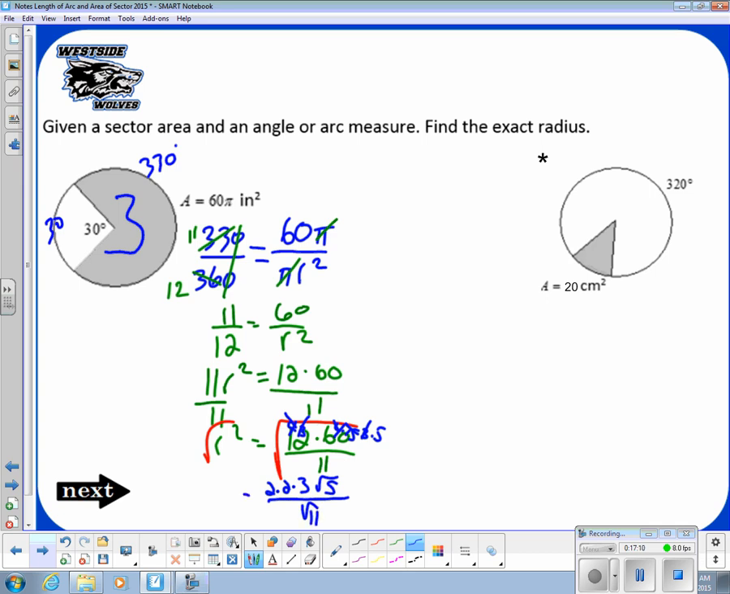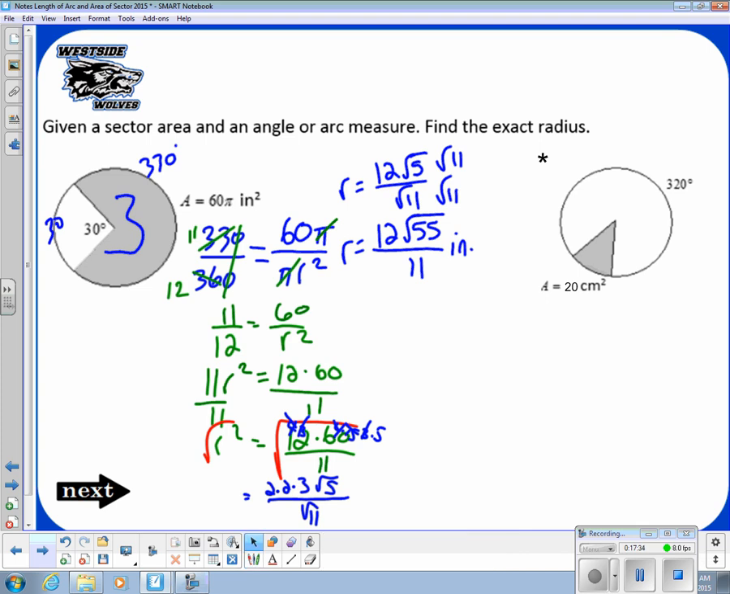So as I simplify this, I get 2 times 2, which is 4, 4 times 3, which is 12. I got 12 square root of 5 all over the square root of 11. Now remember, you have to rationalize the denominator, so we have to get rid of that out of the denominator. So 12 square root of 55 all over 11 is our exact radius. And of course, this will be inches.